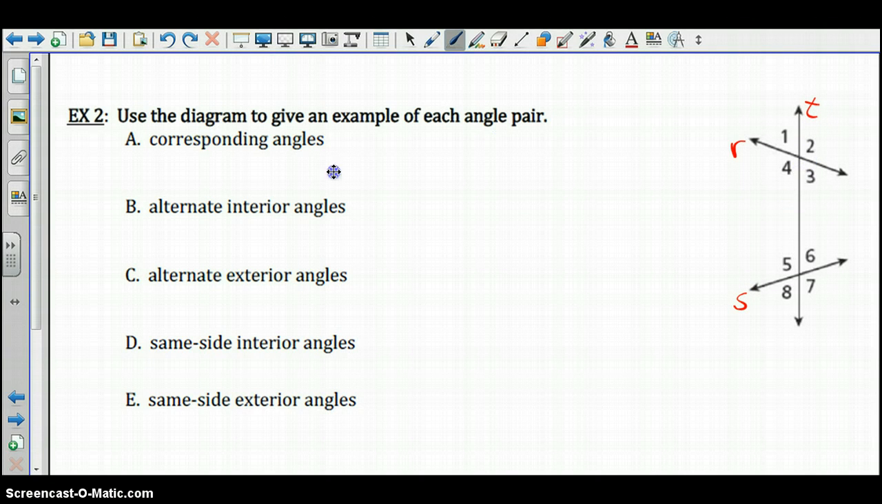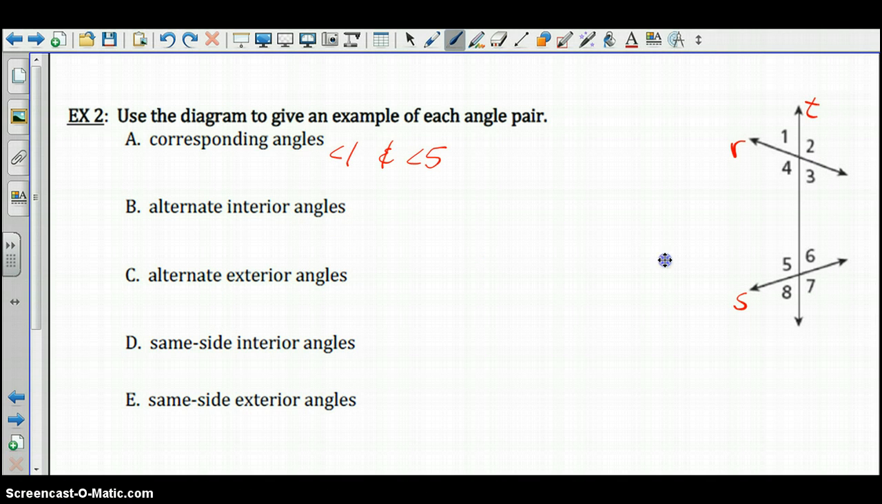So we want a pair of corresponding angles. Remember, corresponding angles are on the same side of the transversal, either the left or the right here, and they are going to be either above or below their respective line R or S. Well, let's say I started with angle 1. It is to the left of the transversal, and it is above line R. So the corresponding angle would be to the left of the transversal above line S. That'd be angle 5. So angle 1 and angle 5 are corresponding angles. They're not the only ones we could choose, they're just the two that I chose.